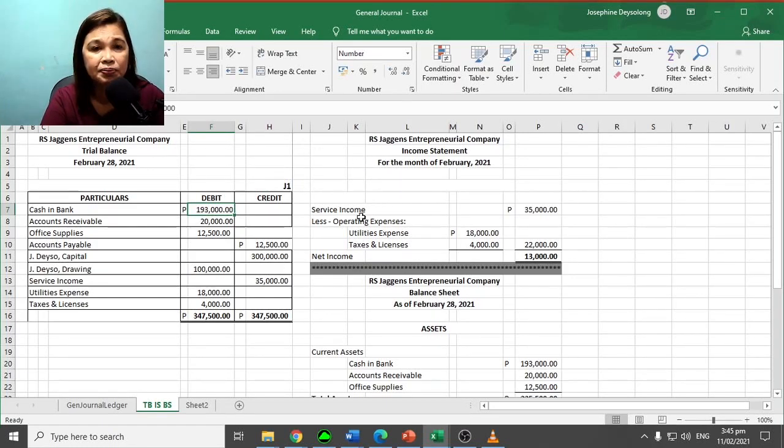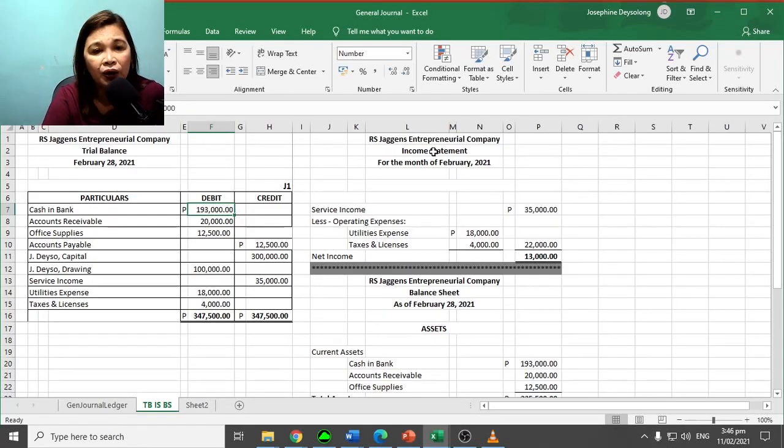For the income statement, all you have to do is record or compute the income and then deduct all the operating expenses from the income. Because this is an entrepreneurial company, we have entrepreneurial services, and my account title here is service income. My service income here is 35,000, and that is based on the service income stated on the trial balance.